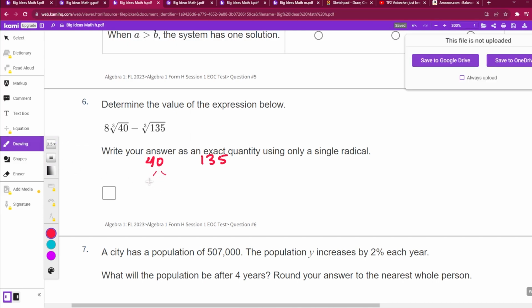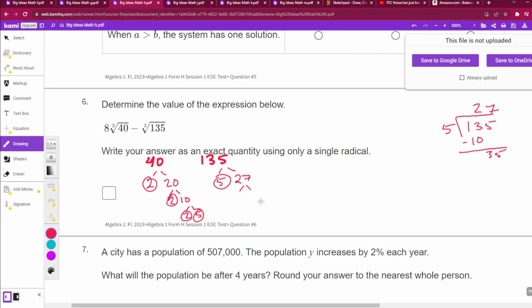40 is 2 times 20, circle the prime. 20 is 2 times 10, circle the prime. And 10 is 2 times 5, circle the primes. 135 is 5 times... you do your long division without a calculator, so 5 times 27. 5 times 7 is 35. 27, circle the prime. 27, I know, is 3 cubed, so 3 times 3 times 3. Circle the 3's.